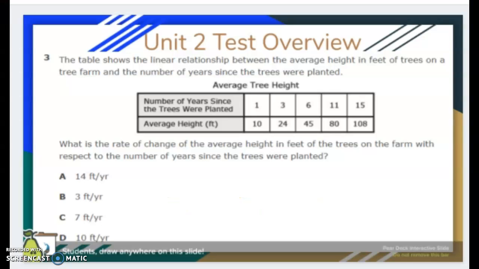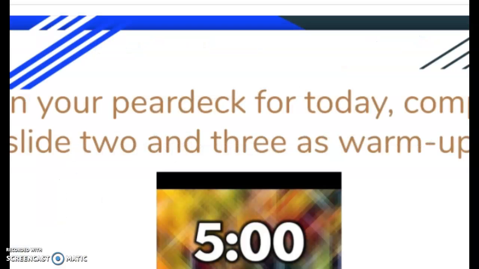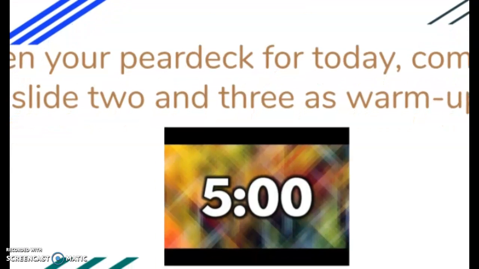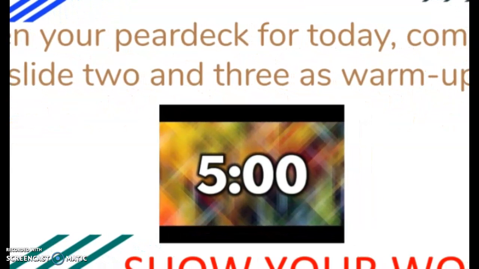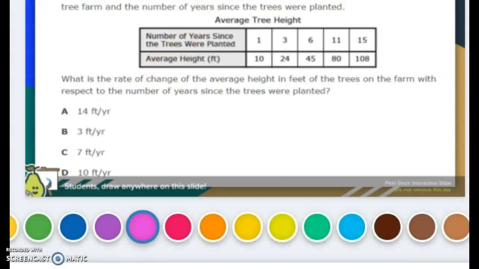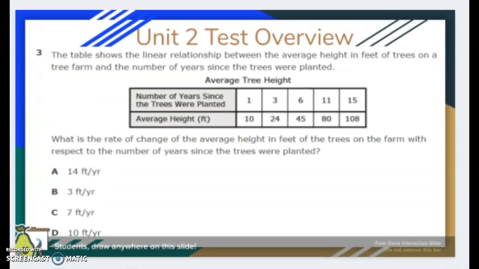Okay, once in the Pear Deck, your slide 1 just told you that you were working on slide 2 and 3 as warm-up. So if you go to slide 2, that is question 3 from our test. This problem is telling me to find the rate of change. Remember guys, rate of change is just finding the slope.